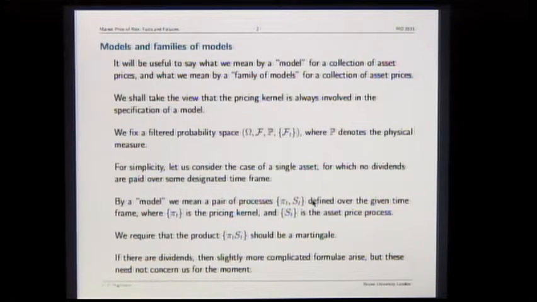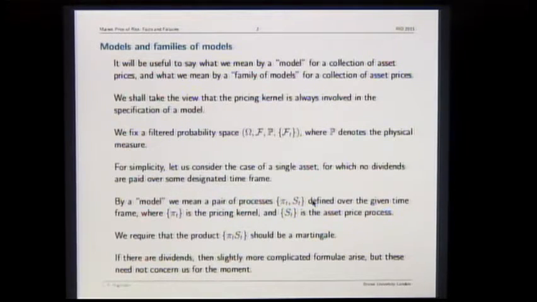So we'll take the view that the pricing kernel, or state price density, or stochastic discount factor is or should always be involved in the specification of a model. So the general idea is that we fix a filtered probability space. We'll always work with the physical measure. It'll be understood that we have some notion of what we mean by the physical measure.